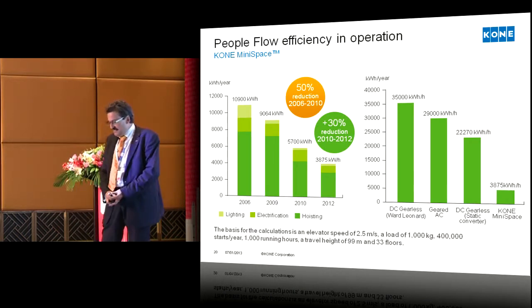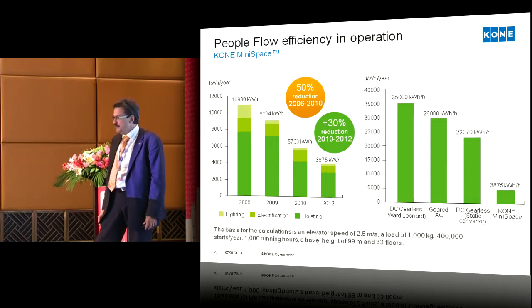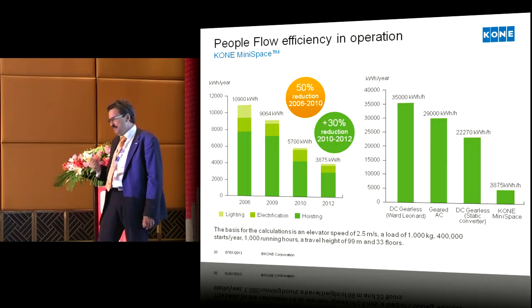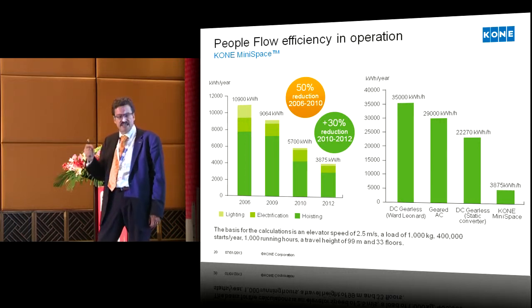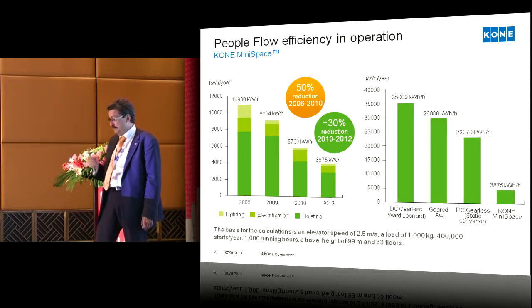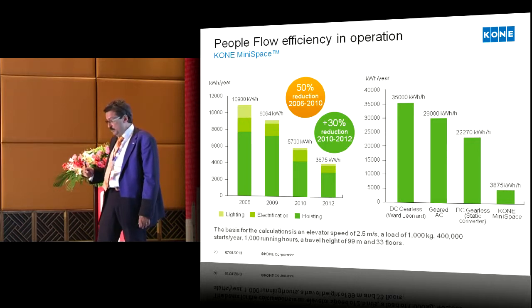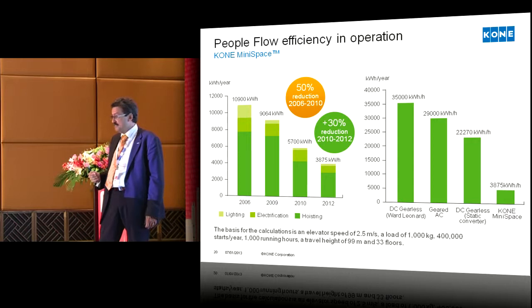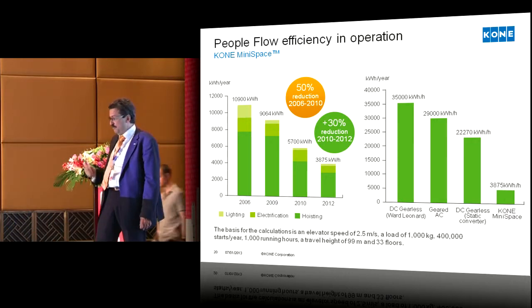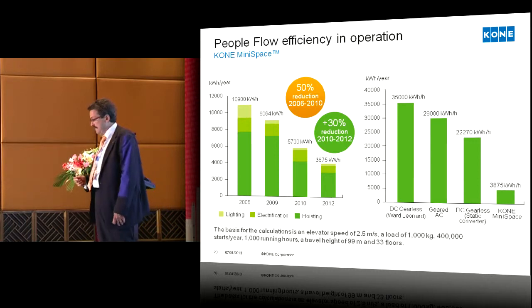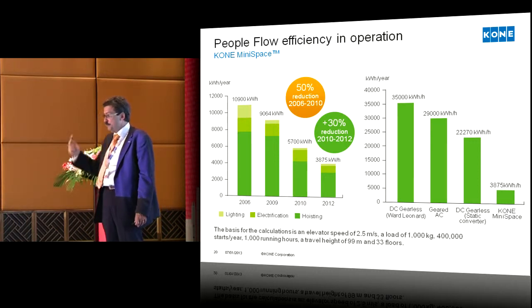Now, in 2006, we made one big promise: we will reduce our carbon footprint, from what was already extremely efficient with the MonoSpace, by 50% by 2010. And we kept that promise. All our elevators went down by 50%. In 2010, we made another promise that by 2012, this year, we will reduce it by another 30%. We've just done that, and we've just launched the products. That is another 30% down from what we did in 2010. That's extremely low energy consumption.